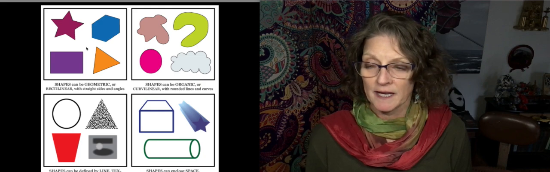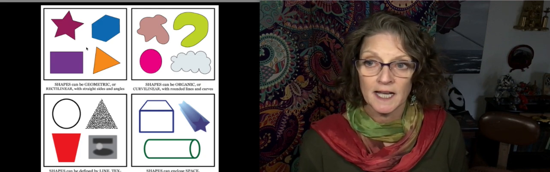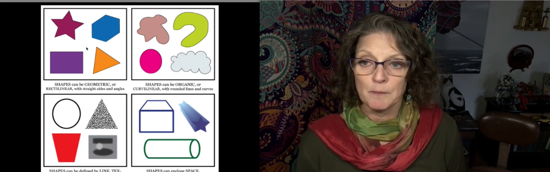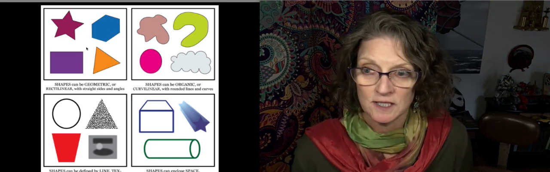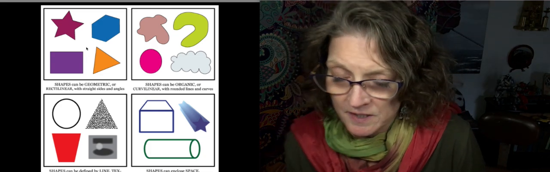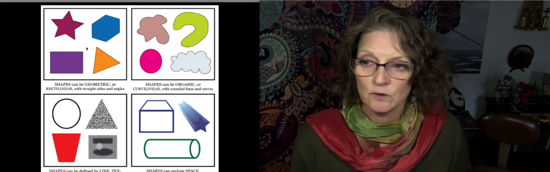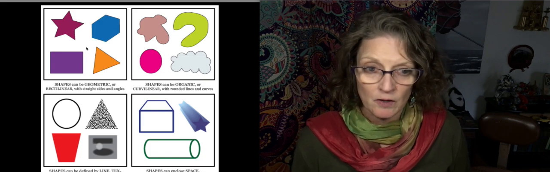So on the left here, you see geometric shapes. These are things that are man-made. They are straight-edged and they are measured. They are geometric. Okay, so there's a precision to them. Things like stars and squares and circles and rectangles and polygons.